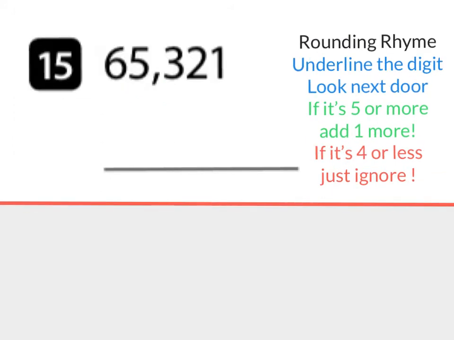All right, now we're rounding to the nearest 10,000s place. So 65,321 rounded to the nearest 10,000s place. Underline the 10,000s place, circle the digit to the right. The circled digit is 5 or more, so we add one more to the underlined digit, which will turn to a 7. All the digits that are circled and all the ones to the right turn to a 0. 65,321 rounded to the nearest 10,000s place is 70,000.